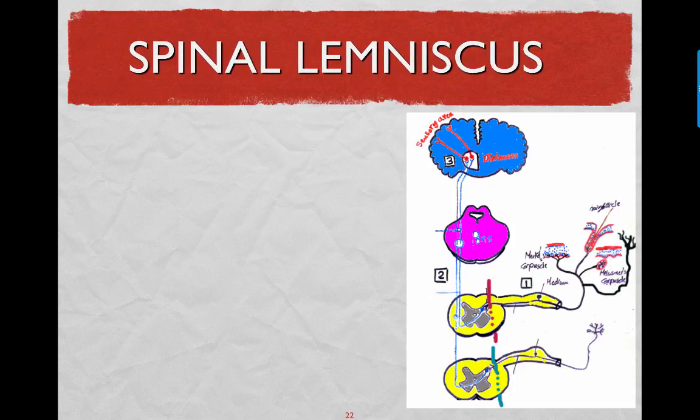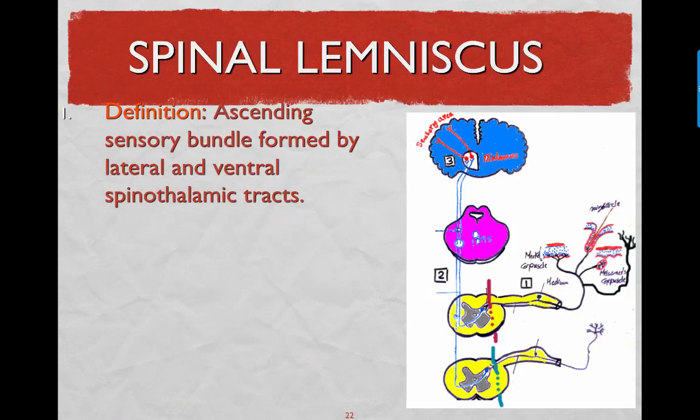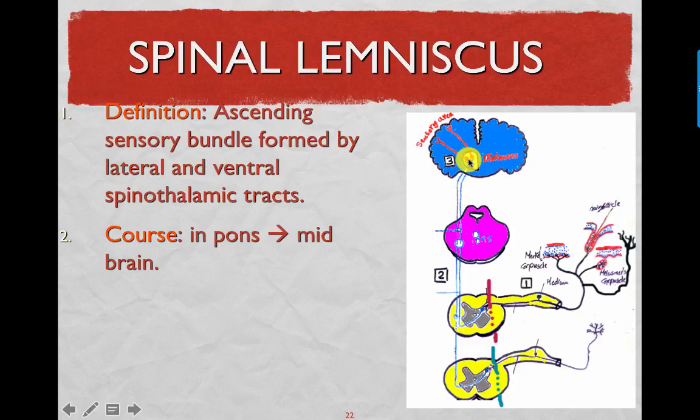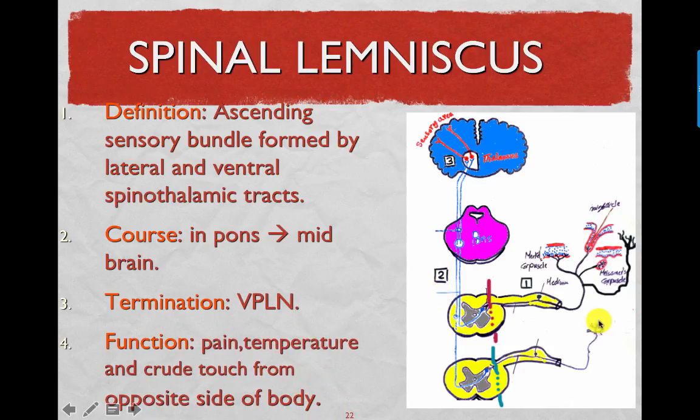Then we want to answer the question about the spinal lemniscus. Here in the spinal lemniscus, you should first define it. It is an ascending sensory bundle formed by the union of the lateral and ventral spinothalamic tracts, as we said before, in the middle level of the pons. What is the course? It is formed in the pons and continues its journey in the midbrain to reach the thalamus as a third order neuron. The termination is the ventral posterolateral nucleus, and the function, it is responsible for the pain and temperature and crude touch from the opposite side of the body.